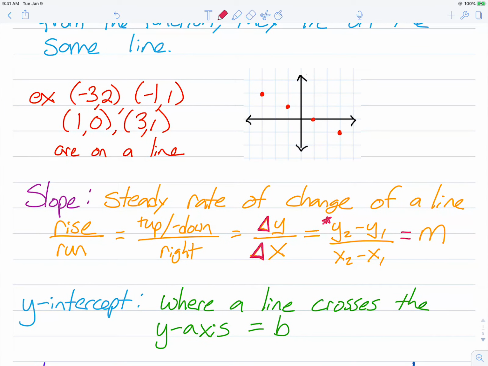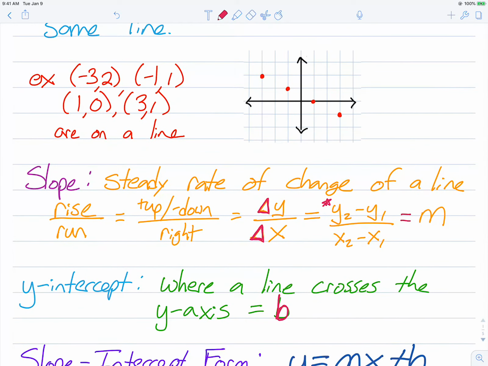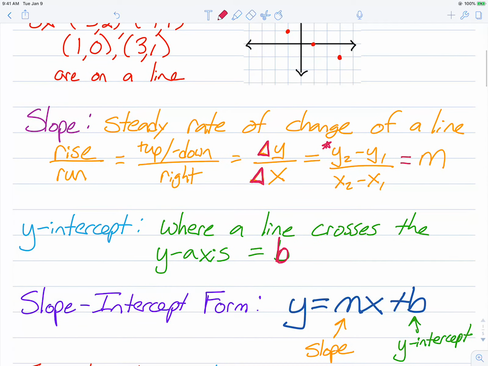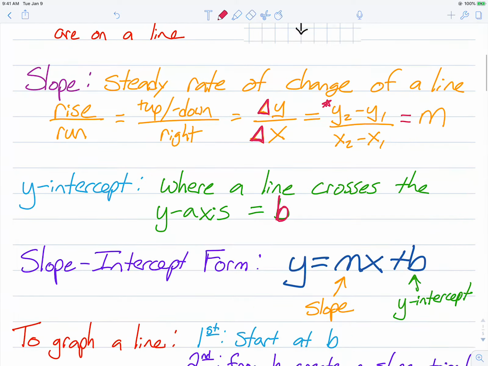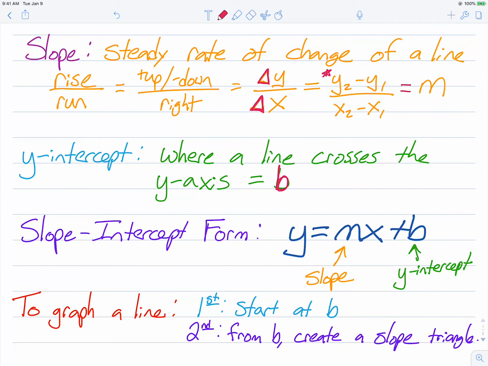The y-intercept is where a line crosses the y-axis, also known as b. Sorry, b is our y-intercept. Slope-intercept form is y equals mx plus b, where m is the slope and b is the y-intercept. So we're going to talk about how to graph a line if you're given the slope-intercept form, which we have talked about before, so hopefully this is a little bit of a review.